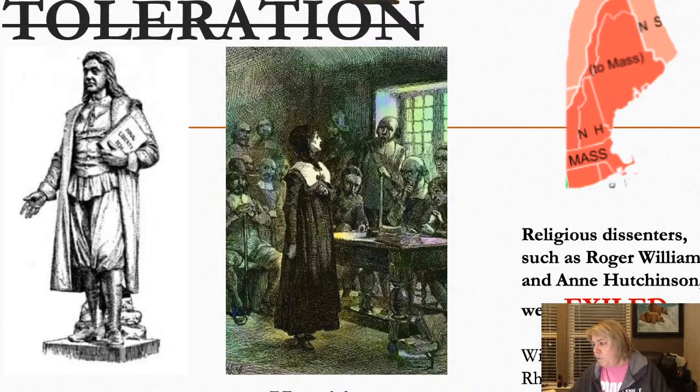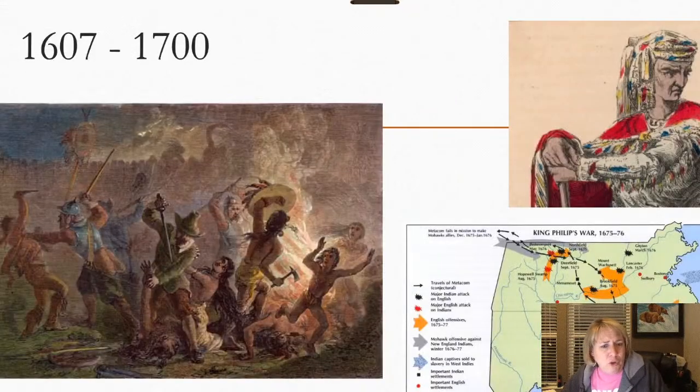Okay? Well, the people in New England, like the people in the South, also wanted more land. And this is going to lead to conflict with the Native Americans. Two of the major conflicts are going to be the Pequot War and King Philip's War. Now, you don't need to know all the nitty-gritty details about these wars. Just know why these wars are starting.